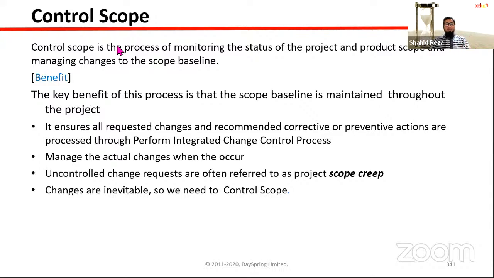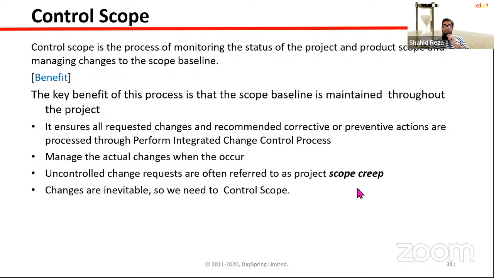Control scope, as I mentioned already, is also our team's work. Inside the team, the project team will work. Through control scope, they will do a couple of things. First, they will check whether, as per the scope baseline, the scope is delivered or not. Second, they'll check whether there is any need of changing the scope related plan or scope of work. If they see any change, then they will do that.